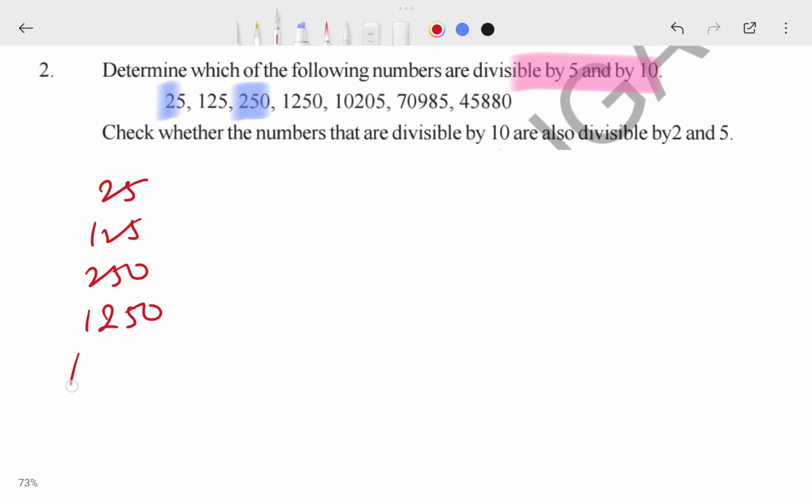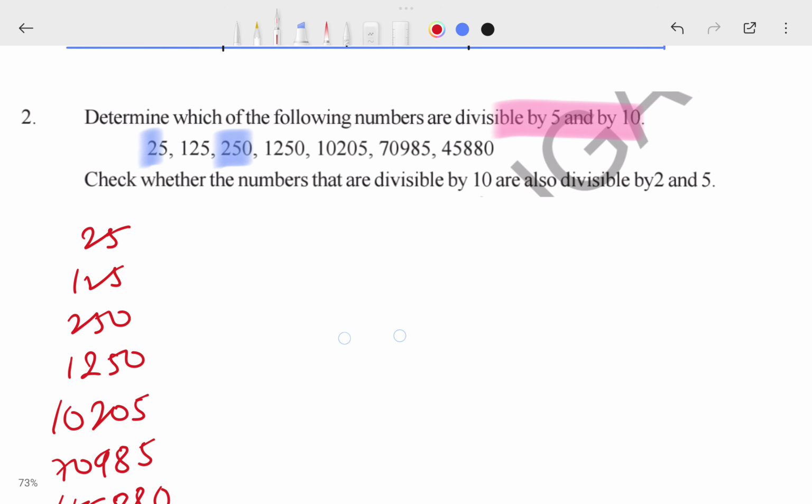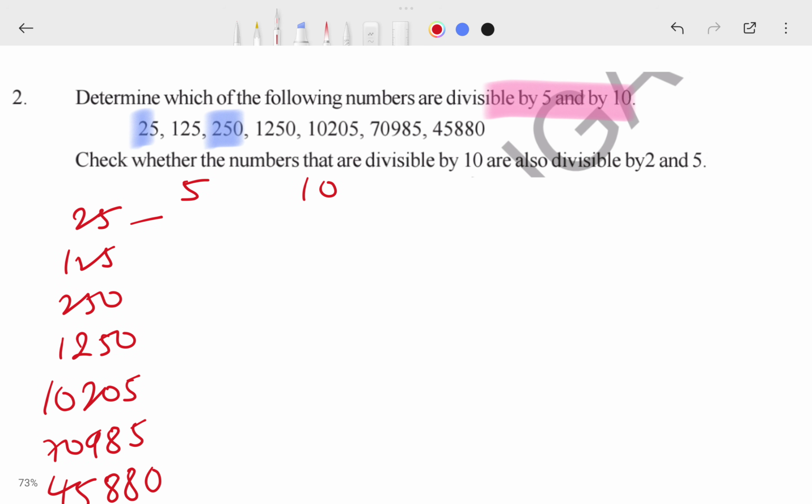Okay, I will write this question here: 10, 25, 70, 98, 5. Okay, 70, 98 and 5, and the last question is 45, 68. Okay, 45, 88 and 0. Okay, now let's see. We will see here 5 and here we will see 10. Okay, so now let's check it out.